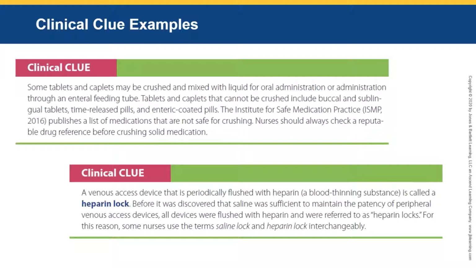The bottom clinical clue from the IV calculations chapters appears with the discussion of venous access devices, and it's adjacent to a graphic of a nurse flushing an access device. So you'll see that graphic later in this presentation. And so this clue actually explains why some nurses, old-time nurses like myself, refer to these access devices as quote-unquote heparin locks.